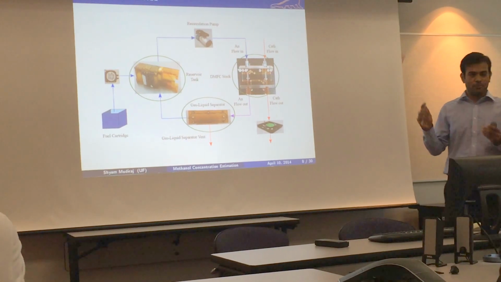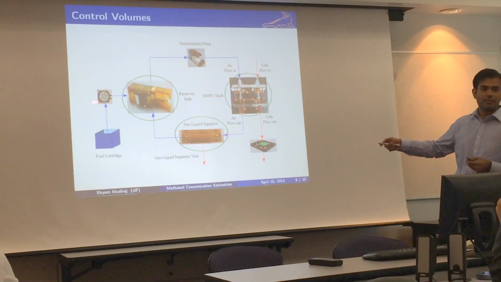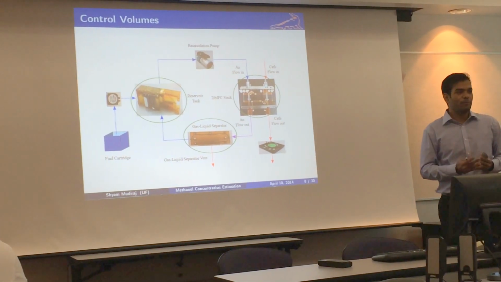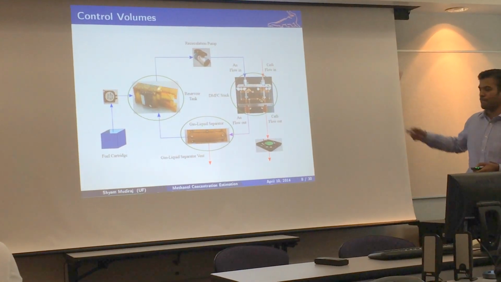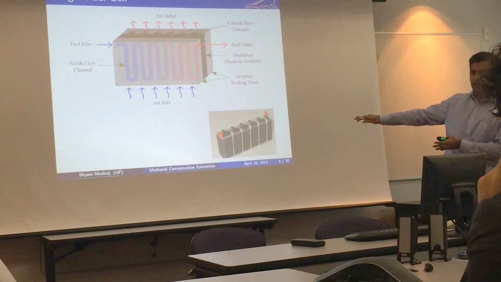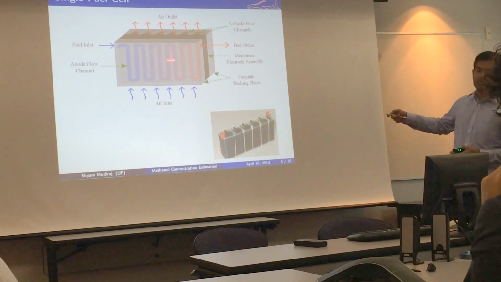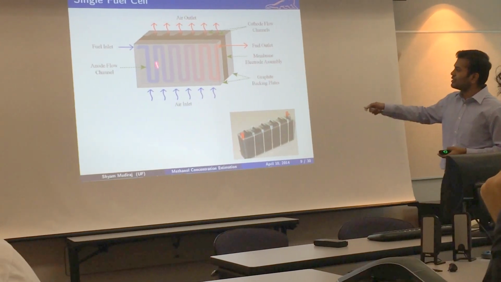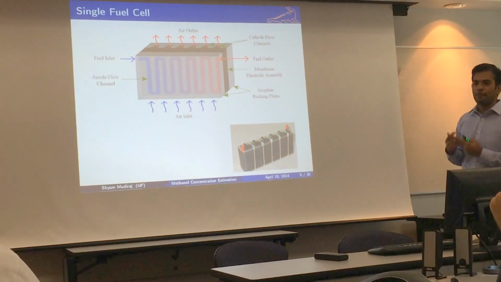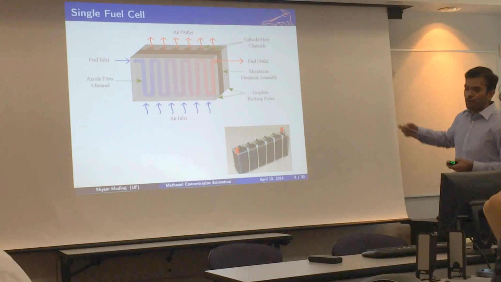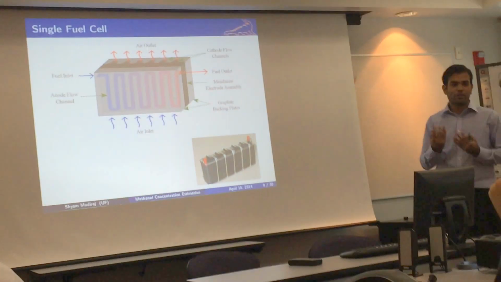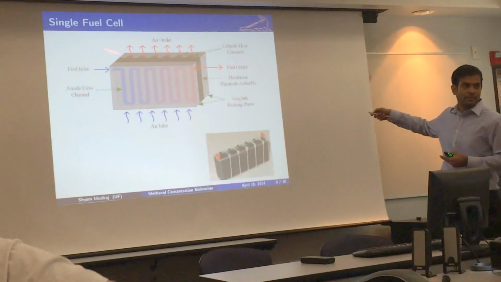So, for modeling purposes, we divide our entire system into three major subsystems: the tank, the gas-liquid separator, and the fuel cell. And in the interest of time today, I'm going to focus only on the fuel cell. So here is the fuel cell stack from our lab. There are 40 cells in it, and this is a schematic of one such single cell. Now, we can see a serpentine channel, which is the anode flow channel, which allows the flow of the fuel into the cell. And we have these vertical cathode flow channels, which allow air to flow through them.